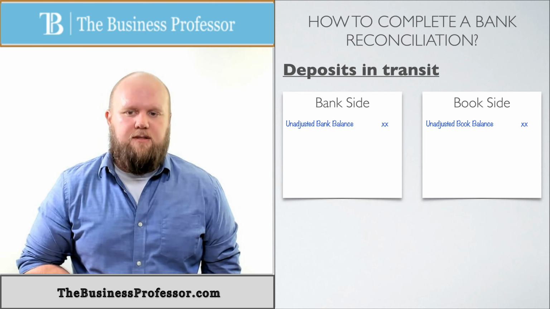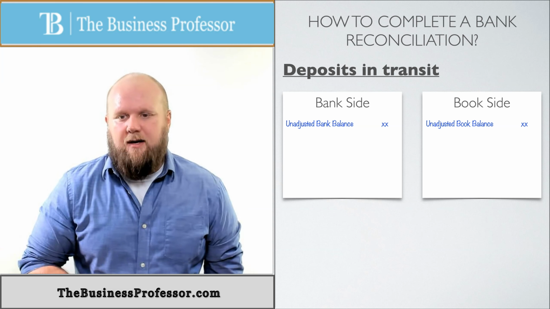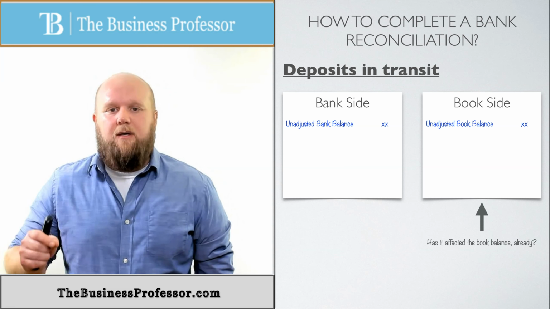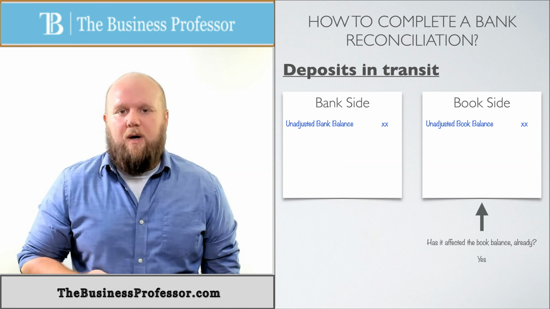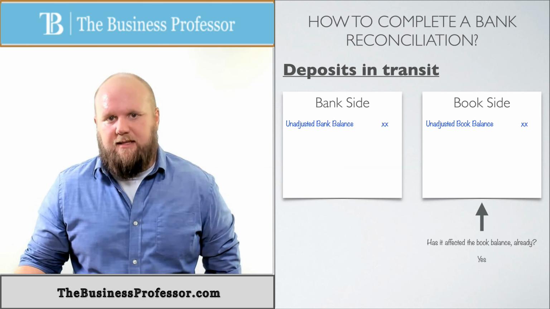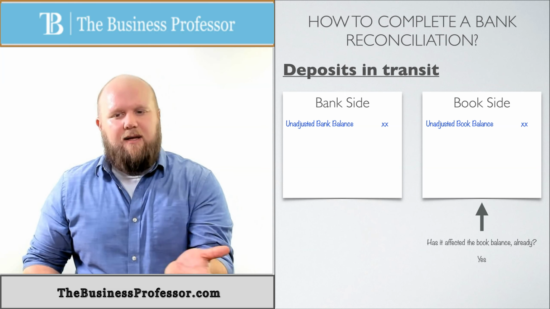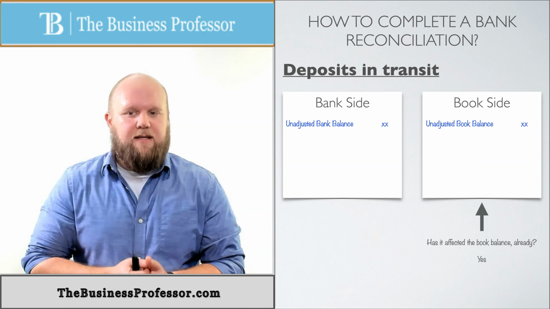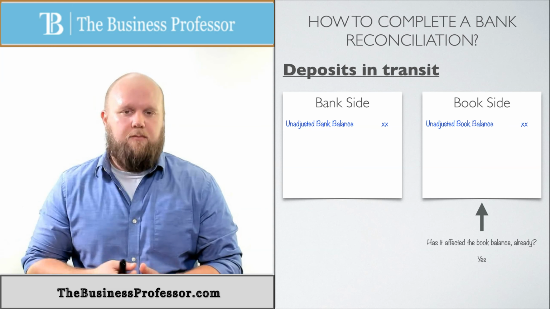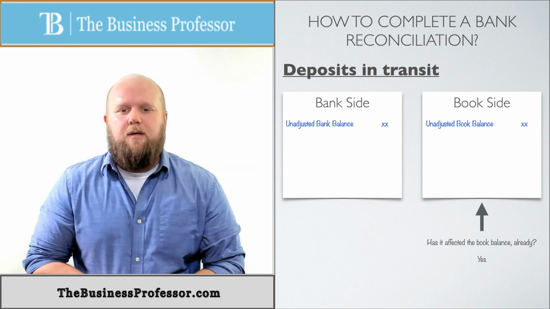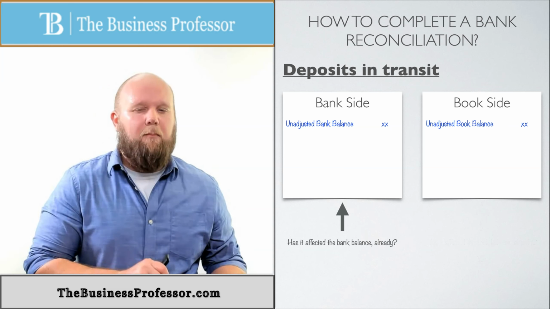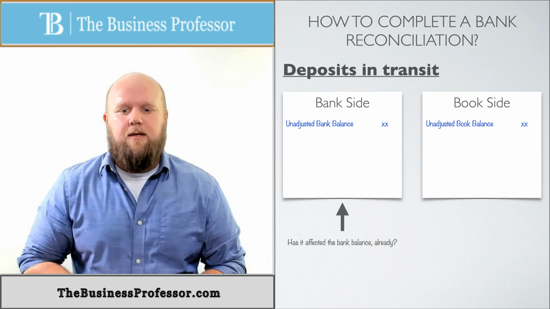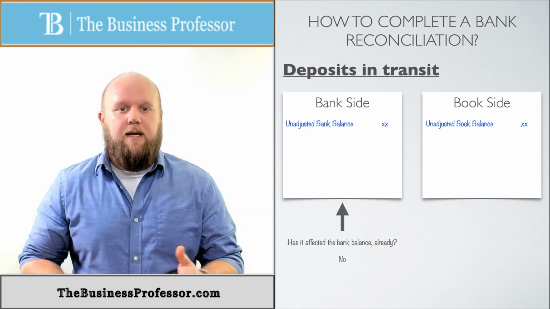Let's ask ourselves this series of questions. I'm going to start with the book side. Has it affected my book balance yet? Yes, it has, because when I got the checks, I put them in my books. They haven't gone to the bank yet. That means the unadjusted book balance has already been affected by this deposit in transit, so I don't need to do anything to the book side. Next question: has it affected my bank balance already? Well, no, because it hasn't gone through the bank yet. There's my key right there.